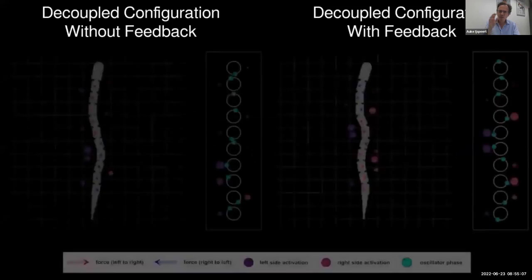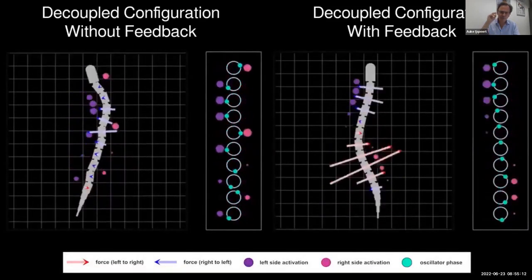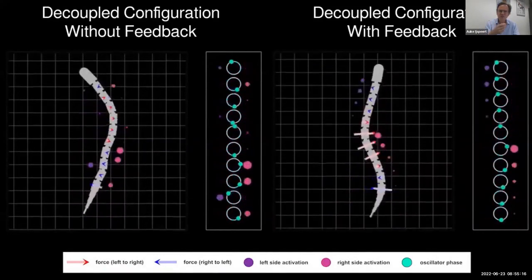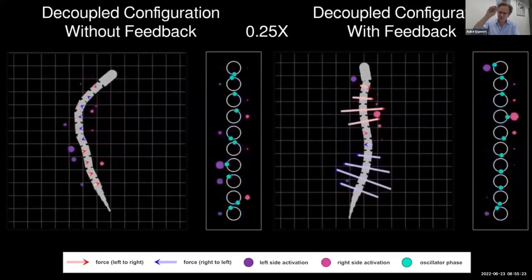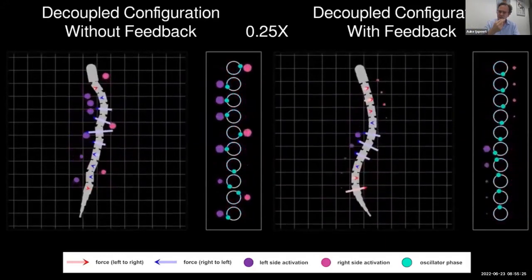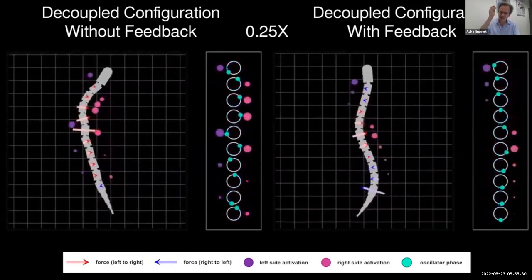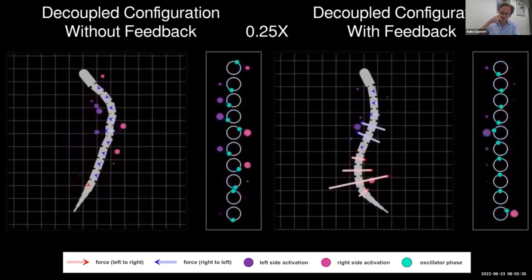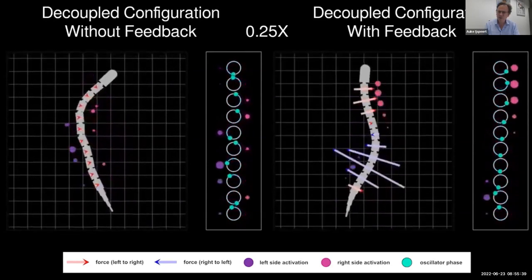So maybe look first at the video on the left, where we have no sensory feedback, no coupling. There's no way that the system on the left can swim. It has no synchronization mechanism. Now, if you look at the video on the right, there we still don't have couplings, but we add sensory feedback. And thanks to the sensory feedback, a beautiful synchronization phenomenon appears. After a little transient, you will converge nicely to a traveling wave mode.